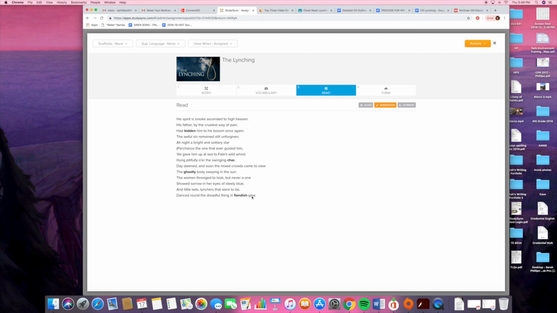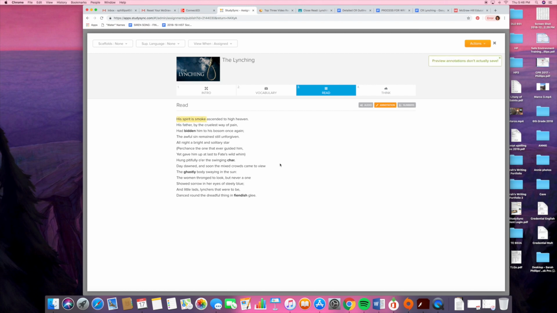So I'm going to reread this poem and try to pick certain images that stick with me, that stand out, especially if it has strong word choice, and then go from there. So let's reread this poem. Thankfully, it's short. "His spirit is smoke ascended to high heaven." Oof, that is like, his spirit is smoke. That is an image right there. I'm going to annotate that for later.